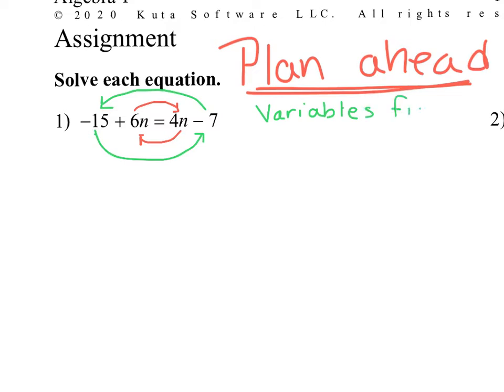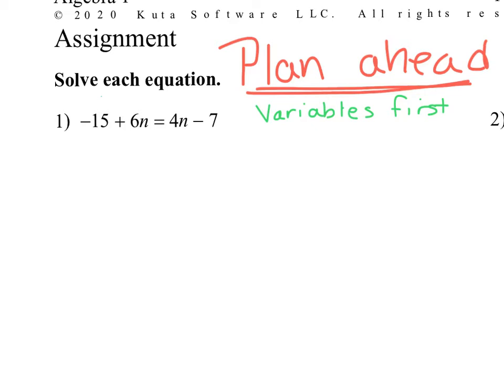So move the variables first. And the reason I say that is because it's going to make our end game, our last steps, a little bit easier. So what we have here is the minus 15, the minus 7. We're going to hold those off. And we want to think about which one of the 6n and the 4n do we want to move. And we could move either one. There's no correct answer here. There's no one right way to do this. But there is an efficient way to do this.